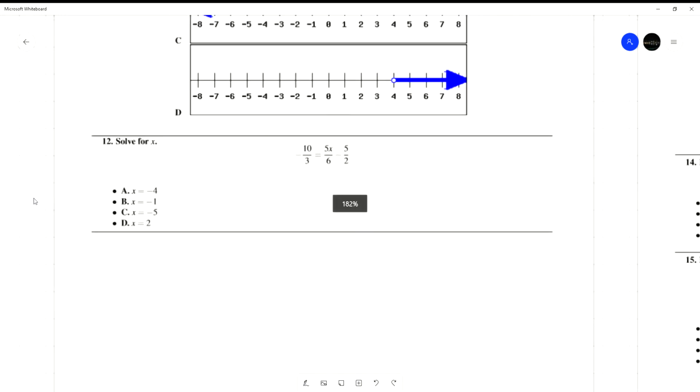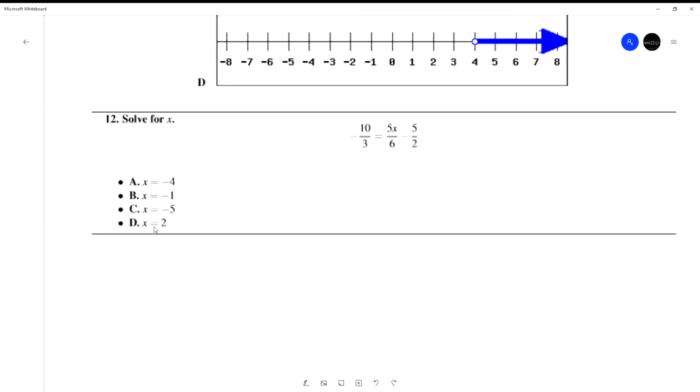Okay, last one here on this page is number 12. So again, this is our example where if this were an equation with one fraction equals another fraction, you can cross multiply, right? But since this has multiple terms on the right hand side, you can't do that. The best way to do this is to find the LCD, the least common denominator, of 3, 6, and 2. Okay, so LCD is 6.